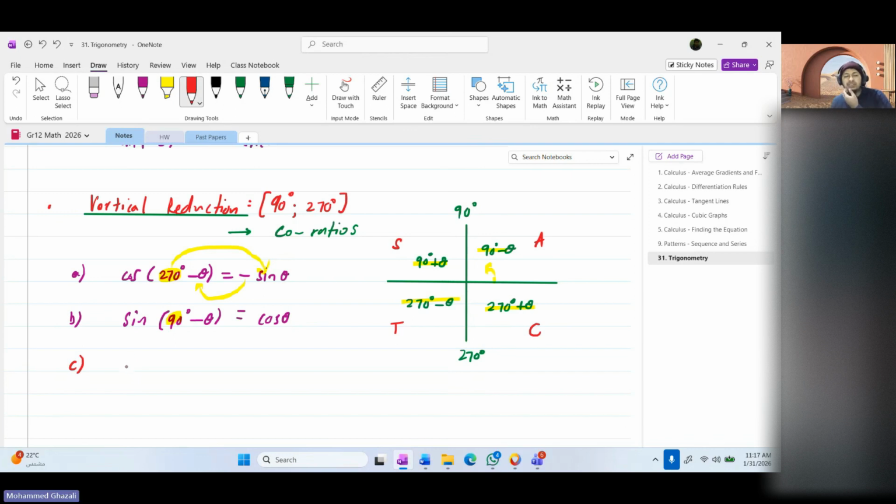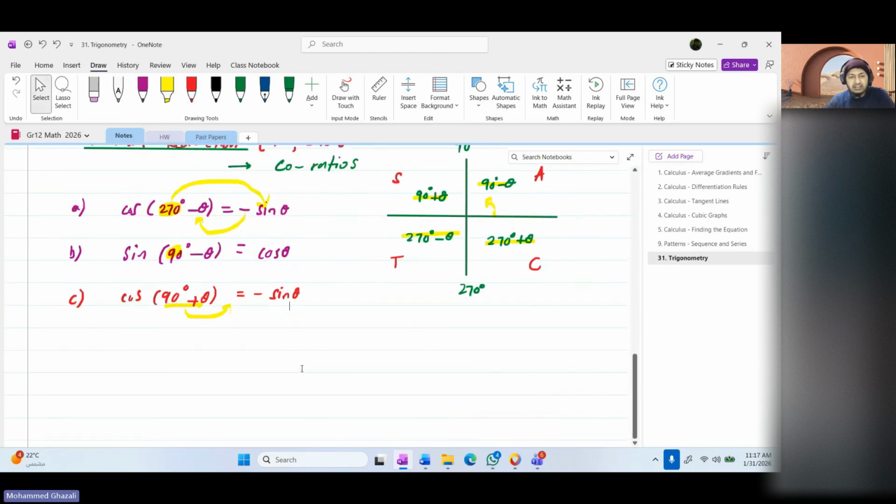I'm not going to do tan because if you have to do tan, then you have to do sine over cos, all right? So I'll just do that towards the end. What about this one? What is cos of 90 plus theta? That is in the second quadrant, and cos is negative, and cos changes to sine theta. So it's simple now. It's so easy to use vertical reduction.